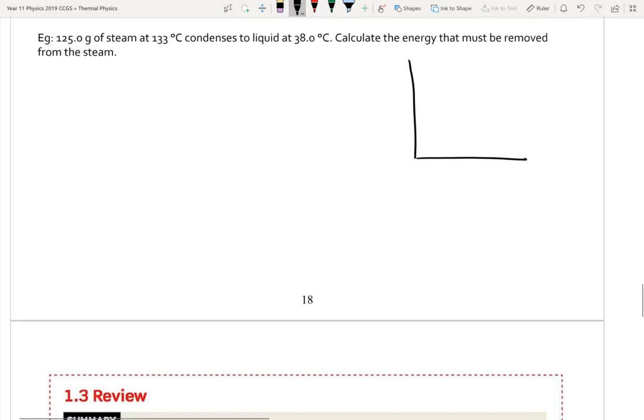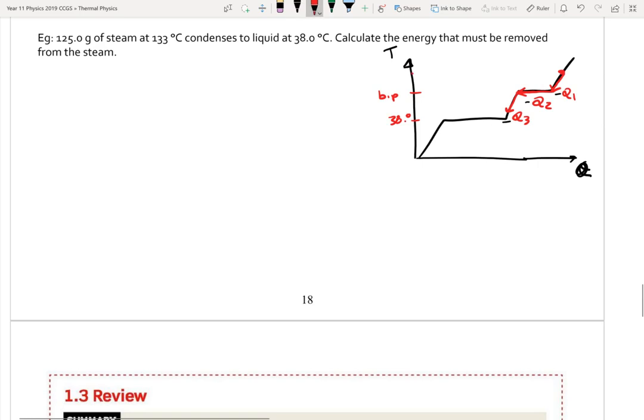Let's sketch the heating curve, temperature over energy, that's a Q, sorry. All right, here we go. Zigzag, zigzag, zig. Steam condenses at 133, so we're way up here. We're going to cool it down to its boiling point, condense it this way, and then go down to 38 degrees. So again, Q1, Q2, Q3. I've put this question in again because we're going to have negative Qs, negative Qs, negative Qs.